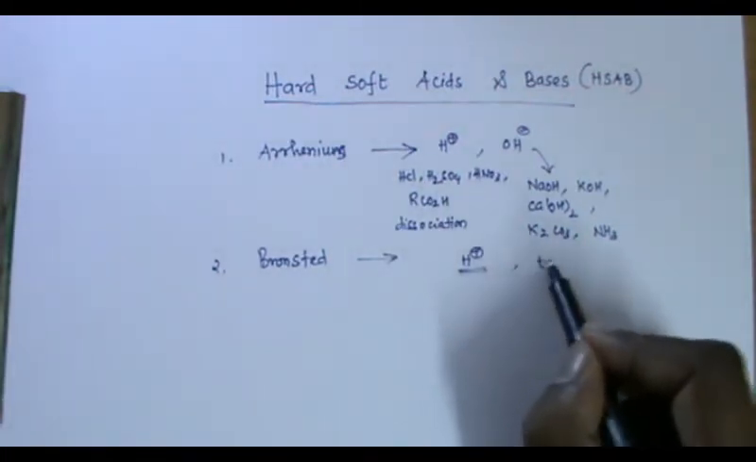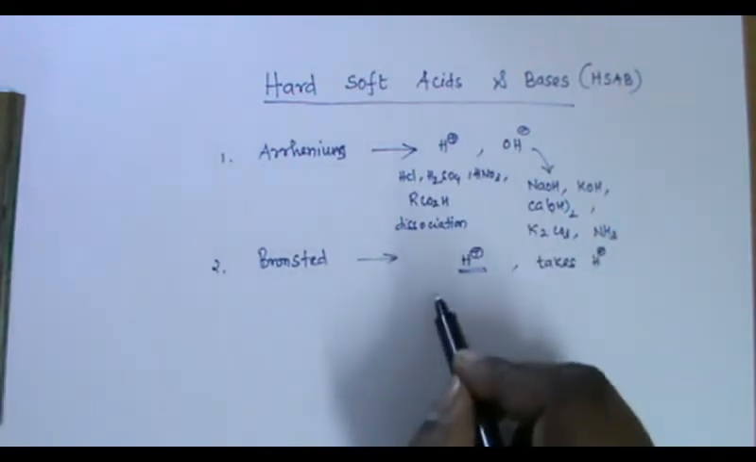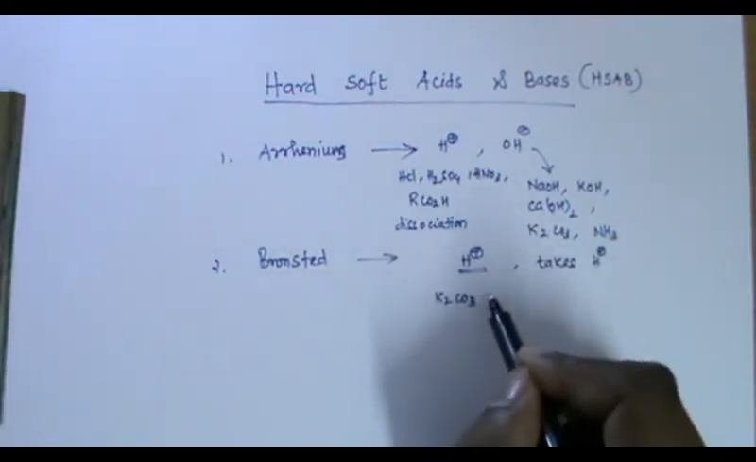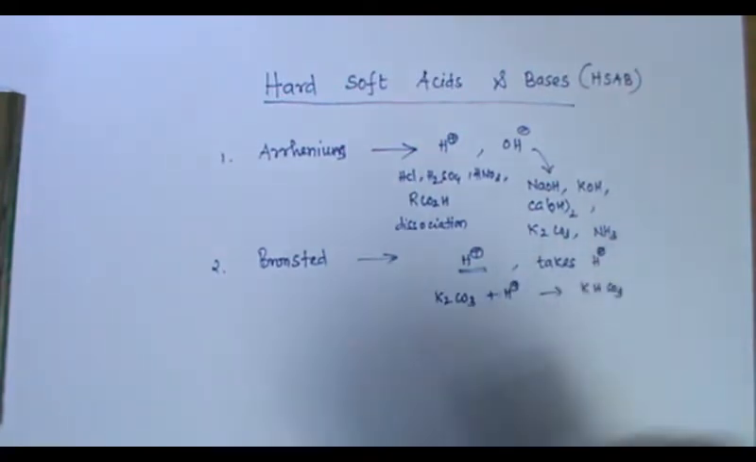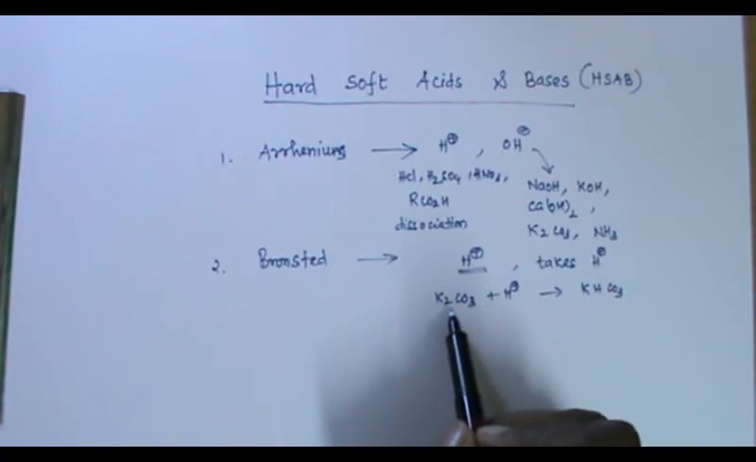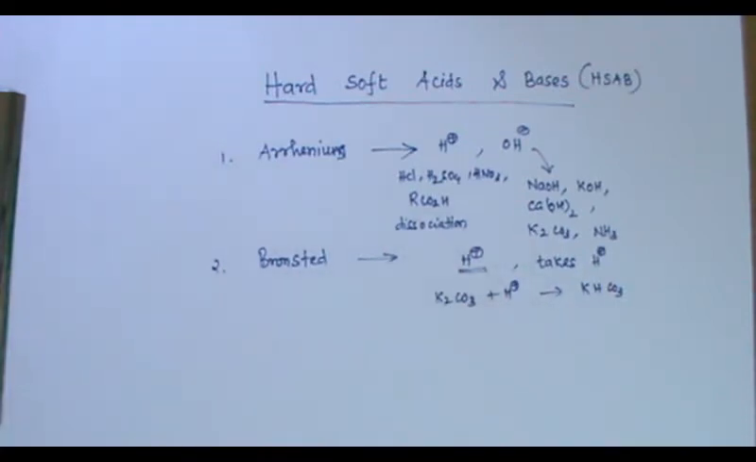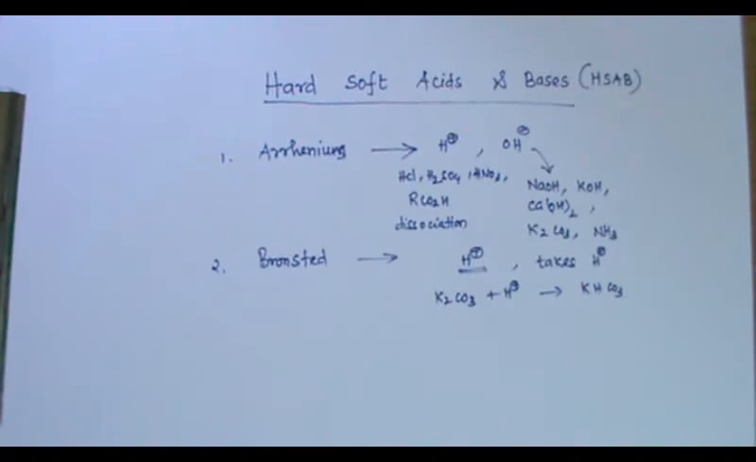A base is one which takes H plus. For example, take K2CO3, and if you add H plus, it will become KHCO3. So it has taken this H plus. Even though it is not giving OH minus, it can take H plus. So this is known as base. If you go for acid, Bronsted acid and Arrhenius will be almost the same. But when you go for basicity or basic compounds, that is somewhat different. Which takes H plus is known as bases.